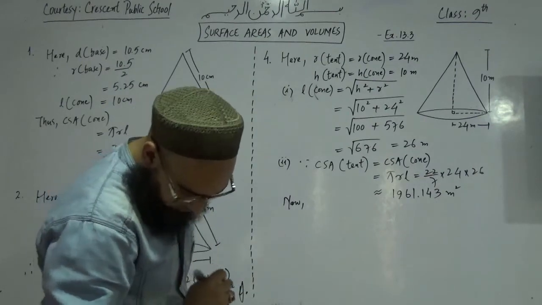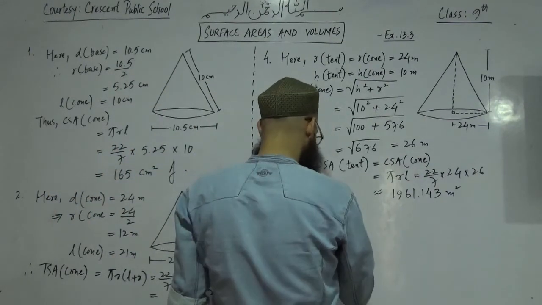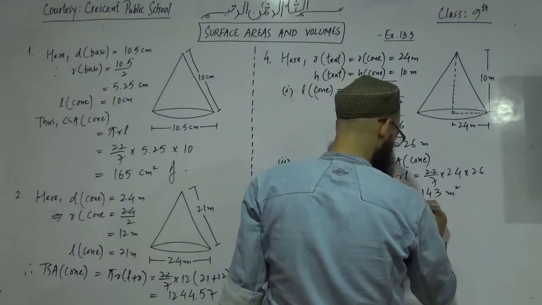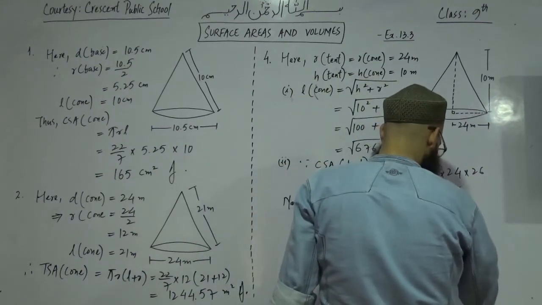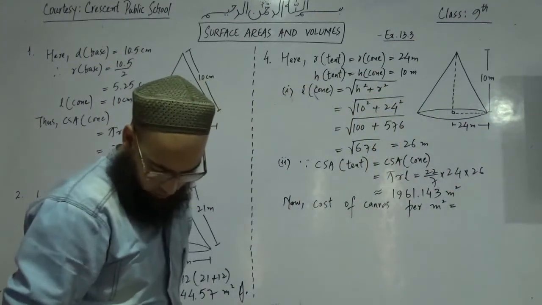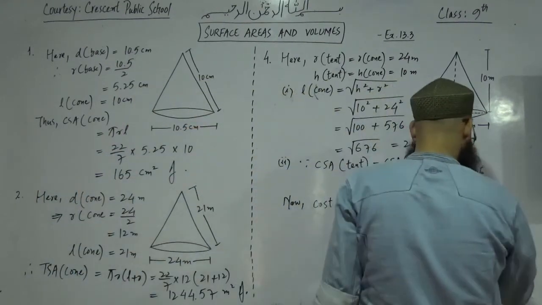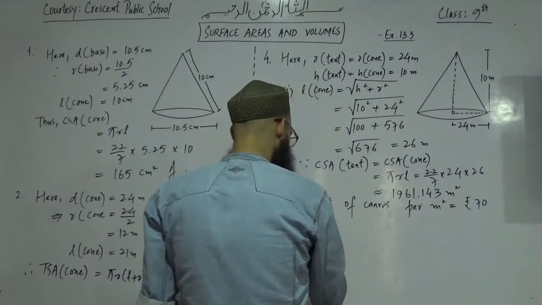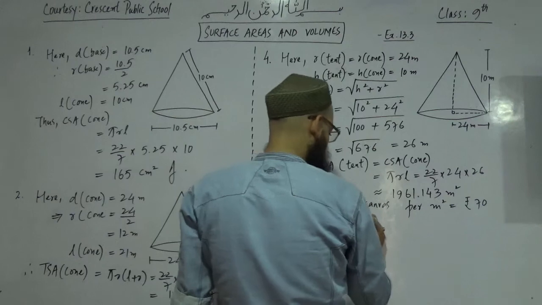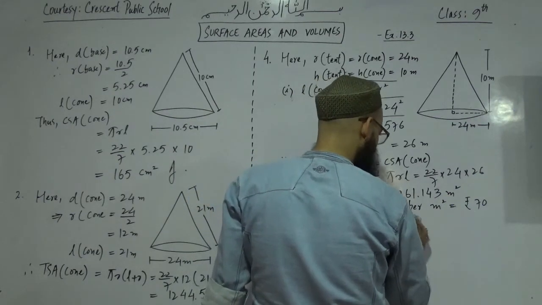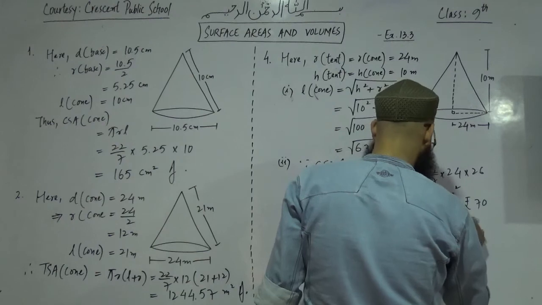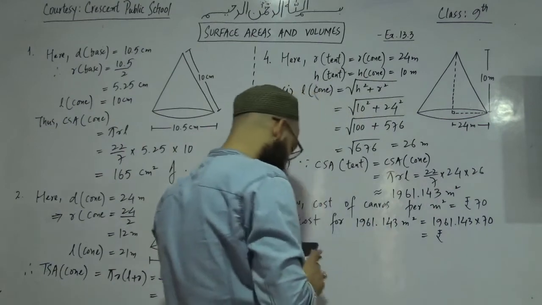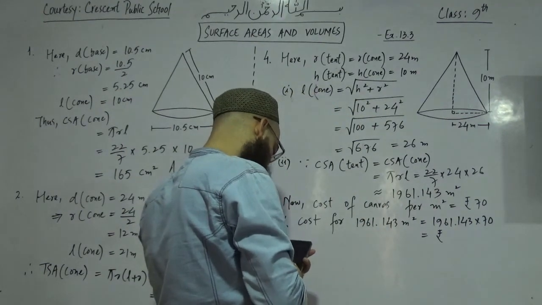Now the cost of canvas per square meter is rupees 70. Therefore the cost for 1961.143 square meter is equal to 1961.143 times 70 rupees.